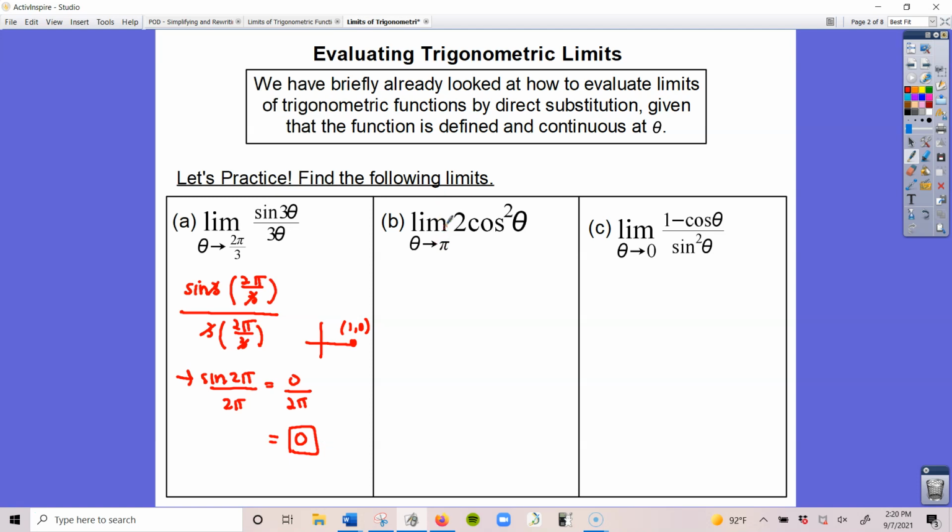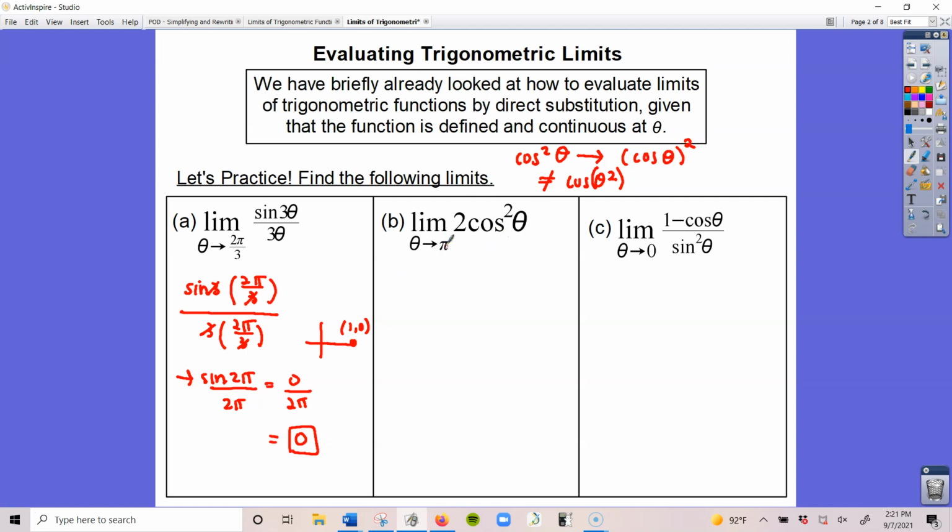Now let's do the limit as theta approaches pi of 2 cosine squared theta. Now just so you understand what this says, when you have your trig function squared followed by the angle, this means cosine theta, once you find this value, it is squared. This is not the same as this. This means that only the angle is squared, whereas this one means that the entire trig function is squared.